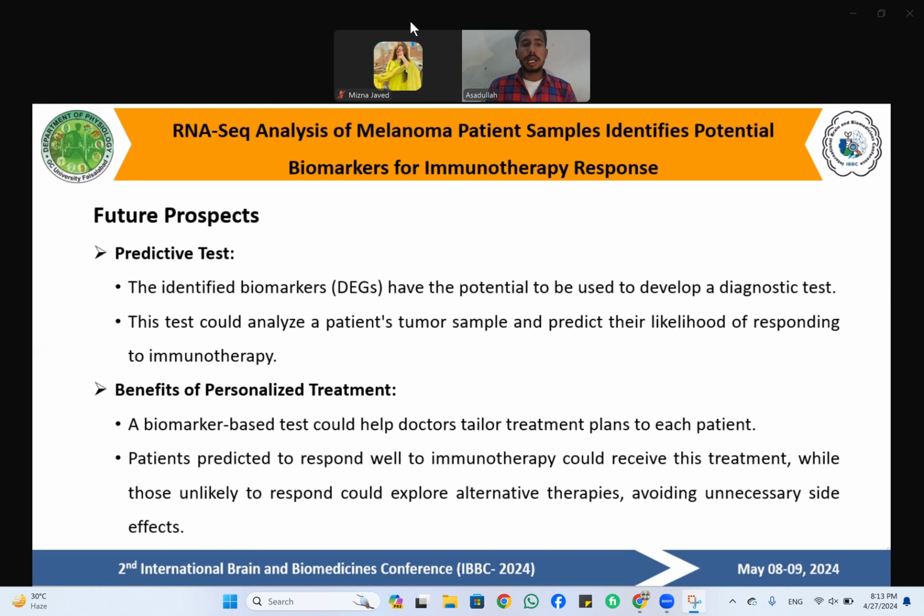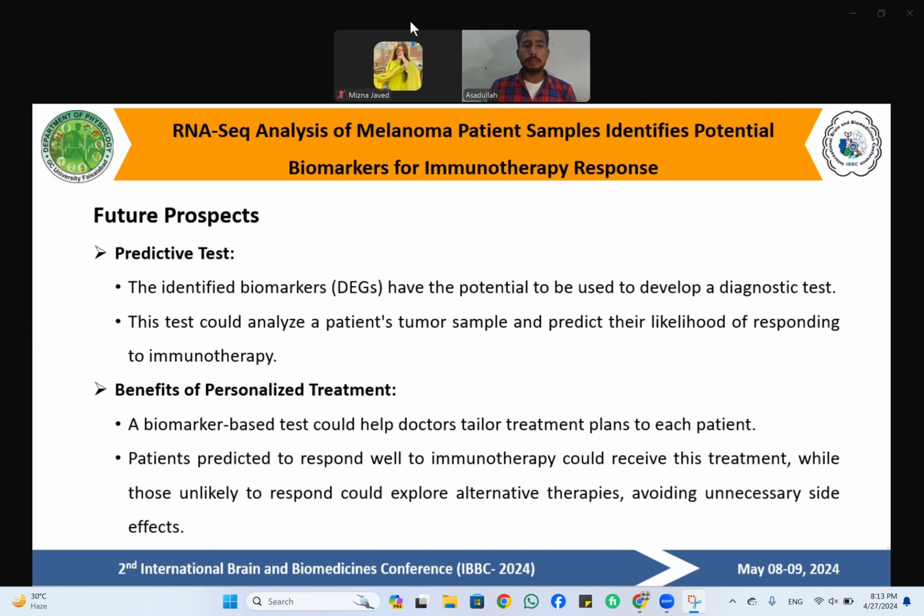Future prospects. Predictive test. The identified biomarkers, DEGs, have the potential to be used to develop a diagnostic test. This test could analyze a patient's tumor sample and predict their likelihood of response to immunotherapy.